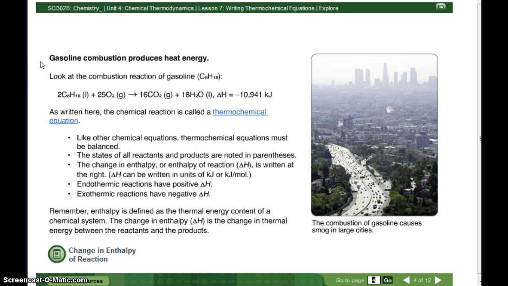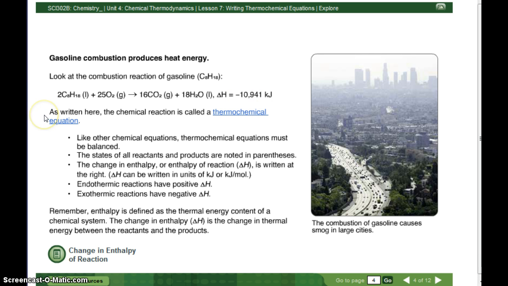Gasoline combustion provides heat energy. Look at the combustion reaction of gasoline, C8H18. We have 2 molecules of gasoline, C8H18 in liquid form, plus 25 molecules of oxygen gas. And what does that yield? 16 molecules of carbon dioxide gas and 18 molecules of liquid water. And look at the end here. We have something else: delta H equals negative 10,941 kilojoules. So we're going to talk about what that delta H is talking about.